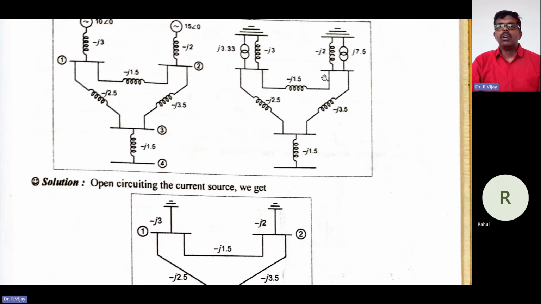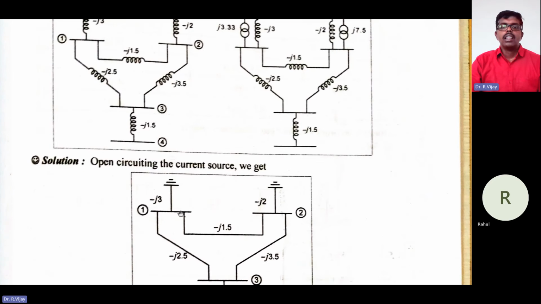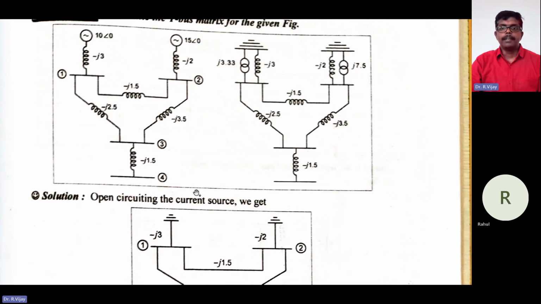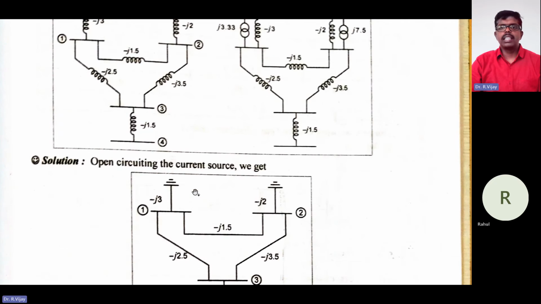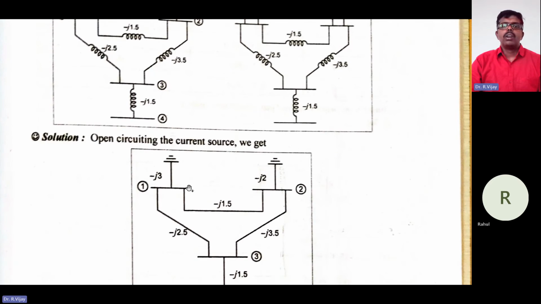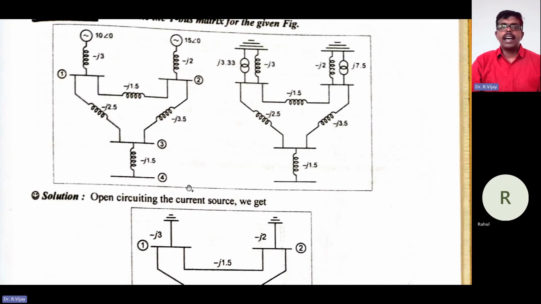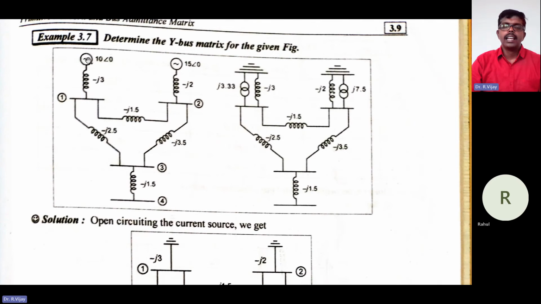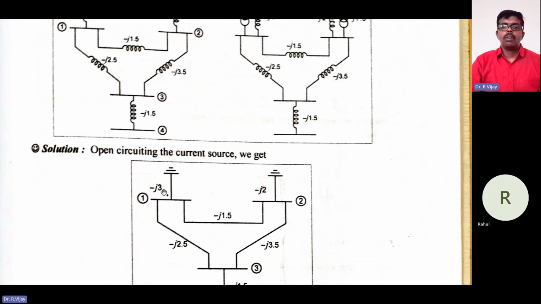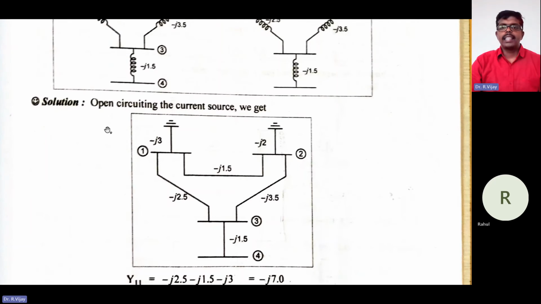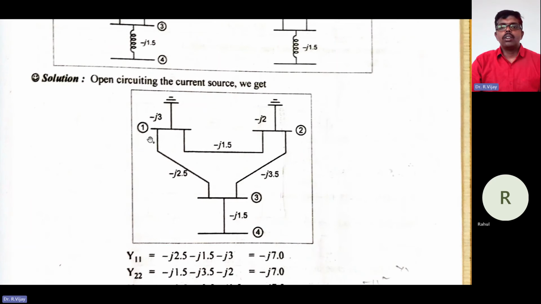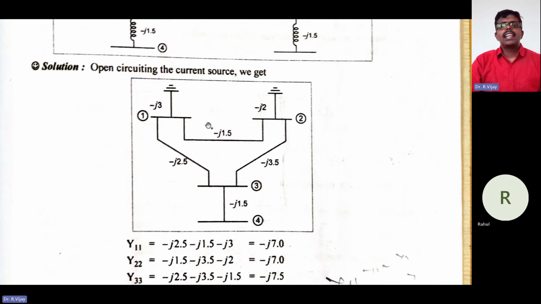So here we have nodes 1, 2, and 3. Whatever things are joining here, one rule is there: whatever is mentioned as a voltage source, you need to short circuit. If it is short circuited, there is no value, so you can directly take the values. Okay, so node 1, you can directly formulate.